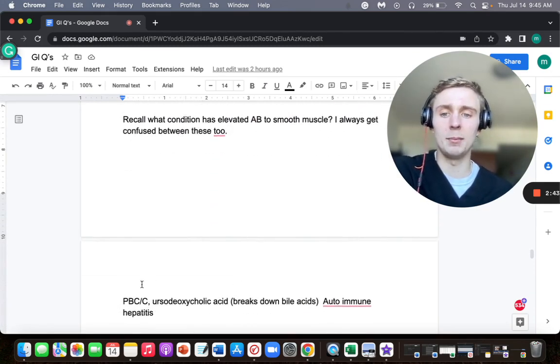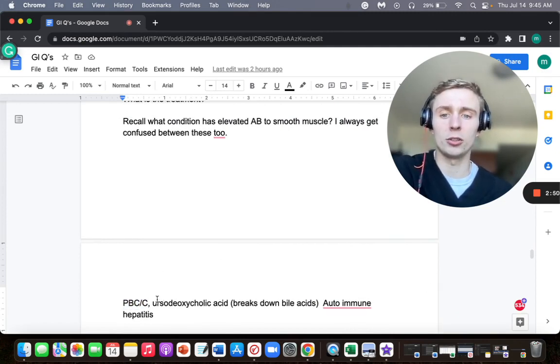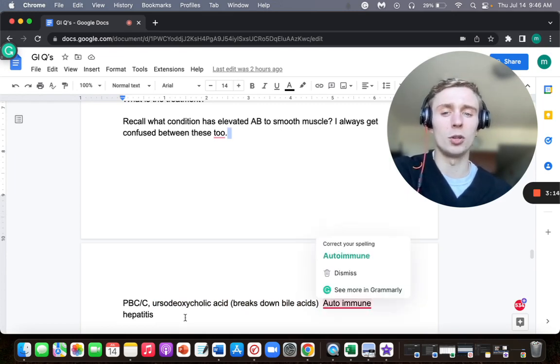So the answer is going to be PBC, primary biliary cirrhosis, or primary biliary cholangitis, some people call it. The treatment is ursodeoxycholic acid, and that breaks down the bile acids. So again, mitochondrial antibodies for PBC. And what has the elevated smooth muscle antibodies? That's going to be autoimmune hepatitis.